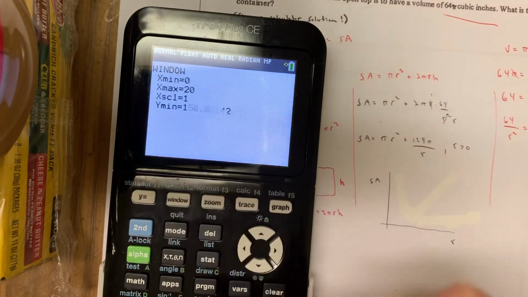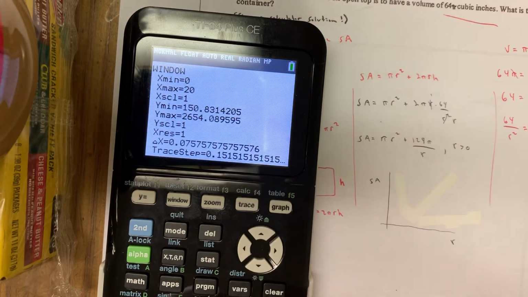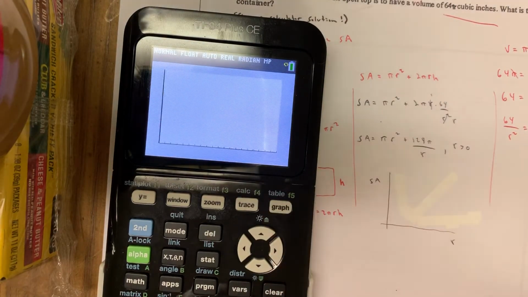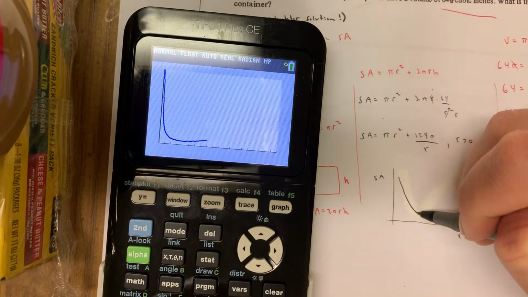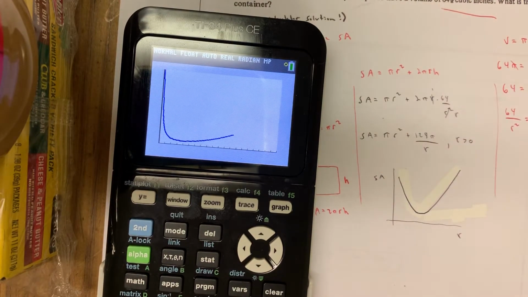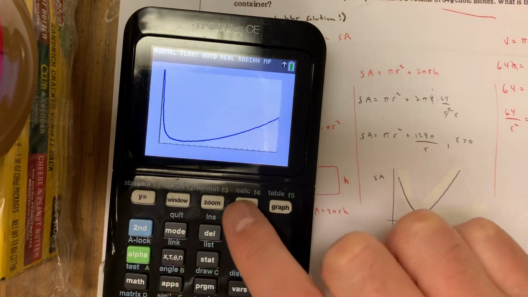So when we go back in through the window, I want to make sure my y min is equal to 0. Okay, and then if I hit graph, I can actually see a pretty decent graph here. So we'll go with this. Remember, you don't really care about what's happening to the left or to the right. It's all about this minimum point right here. That's what we're focusing in on for this graph. Let's calculate that min.